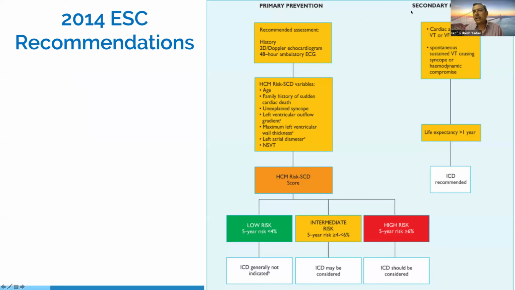Primary prevention and secondary prevention. For secondary prevention, if life expectancy is more than 1 year, ICD is recommended. For primary prevention, these are the history, 2D Doppler echocardiogram, 48 hours ambulatory ECG, HCM risk-SCD variables, and you calculate the HCM risk. When less than 4, ICD generally not given. Intermediate risk, ICD may be considered. High risk, ICD should be considered. So that is a score.